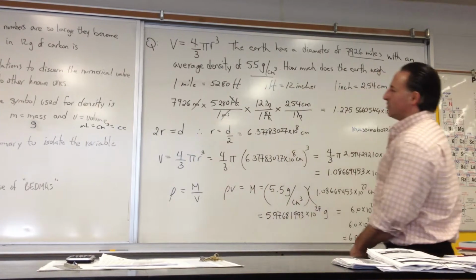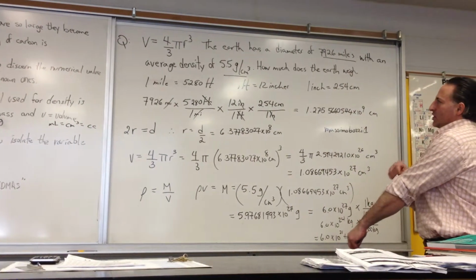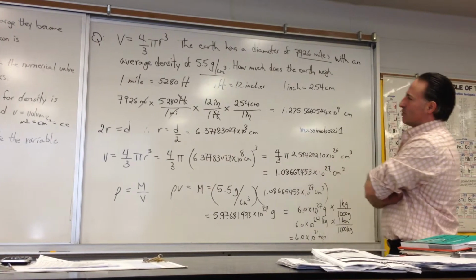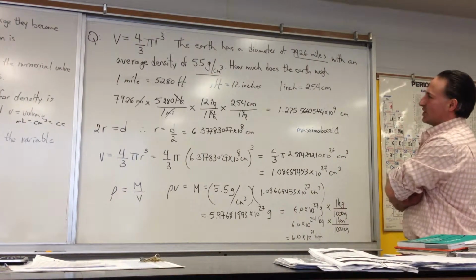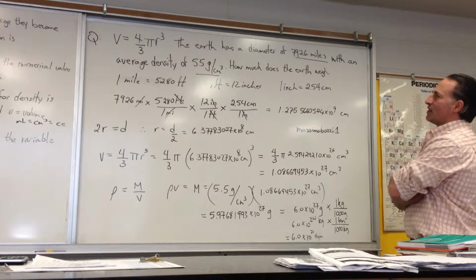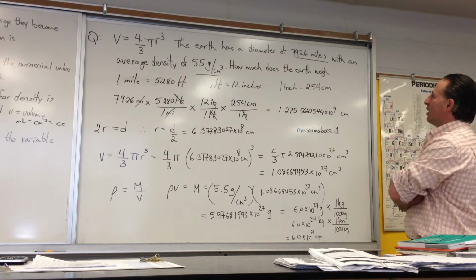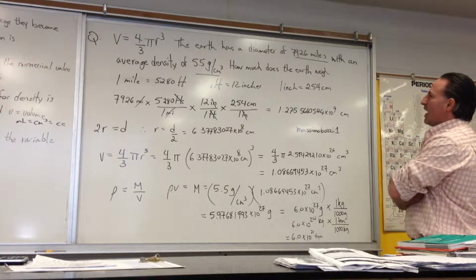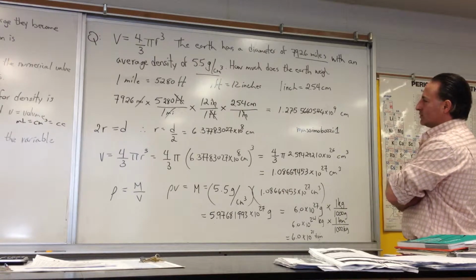Now here's a question where we make use of the skills we just learned. The volume of any sphere is 4 over 3 pi r cubed, where r is representative of the radius. The Earth has a diameter of 7,926 miles, with an average density of 5.5 grams per centimeter cubed. How much does the Earth weigh?